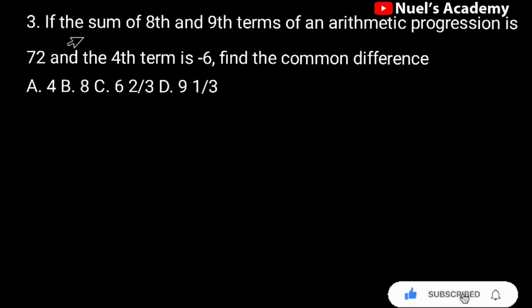Question number 3. If the sum of the 8th and 9th terms of an arithmetic progression is 72 and the 4th term is negative 6, find the common difference. So we write the solution.